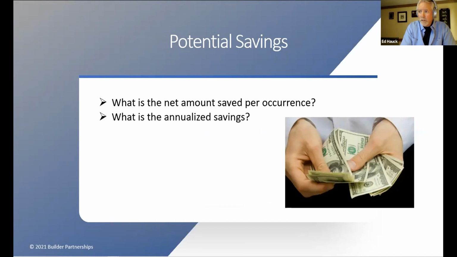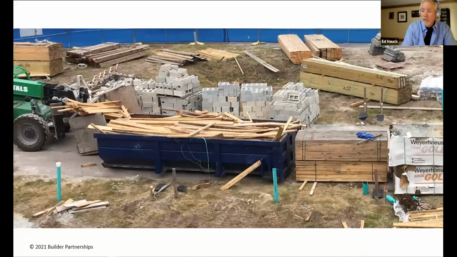We'll talk a little bit about savings per occurrence, and a lot of times what we don't think about is, we found $500. Well, it doesn't seem like much, but when we start looking at it over the cost of the year, it adds up a lot.